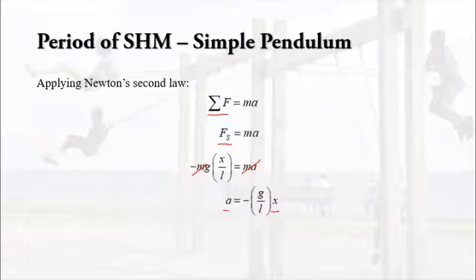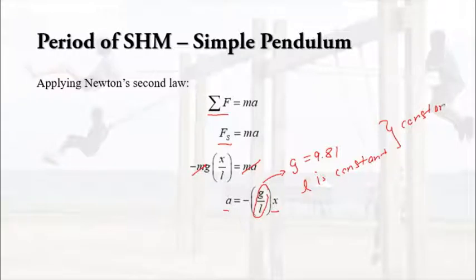Now let's see what happens to g over L. The thing that we know about g is that it is always a constant value, equal to 9.81. And L, in our case, is also a constant. How can I say that it is constant? Because it is impossible for you to change the string while it is oscillating. Therefore, g over L in our equation is a constant. We can combine these two things and just let it become a constant variable.